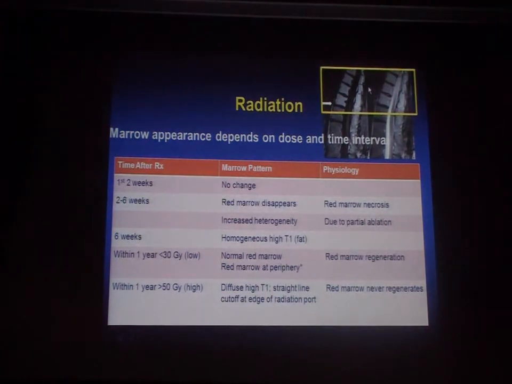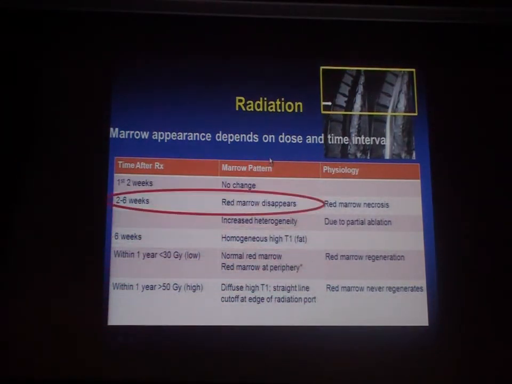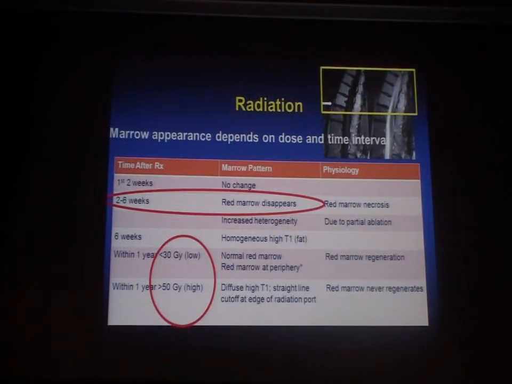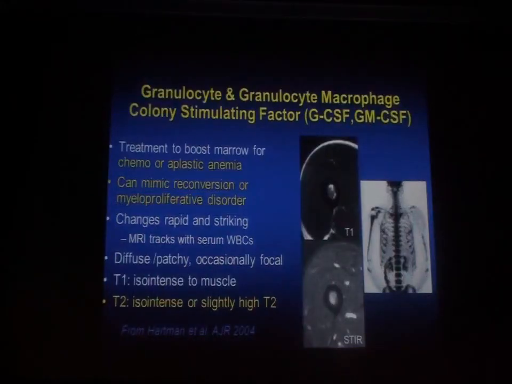So the marrow appearance depends on the dose and the time interval. Basically, 2 to 6 weeks after radiation, the red marrow disappears. We convert over to fatty marrow by about 6 weeks. And then at 1 year, the appearance is going to depend on the radiation dose. If it's a relatively low dose, then the marrow can recover, and you'll see red marrow reappearing, normal red marrow, or at least some red marrow coming in. Sorry, at the higher doses, the marrow can never really recover, and you continue to see the fatty marrow pattern.